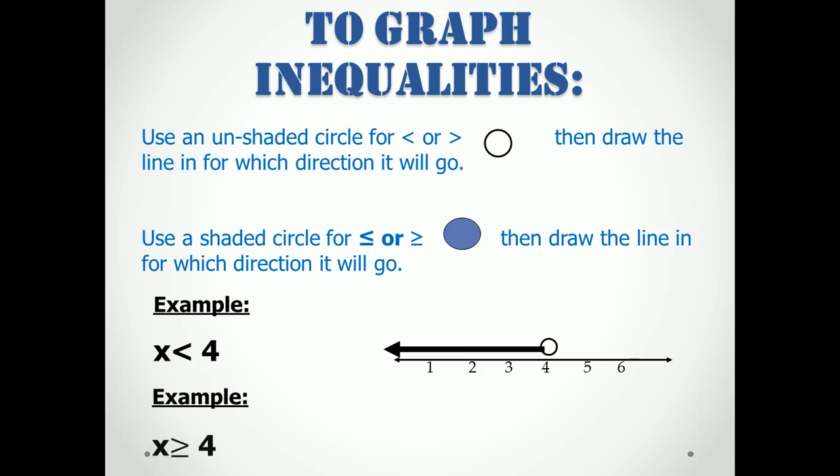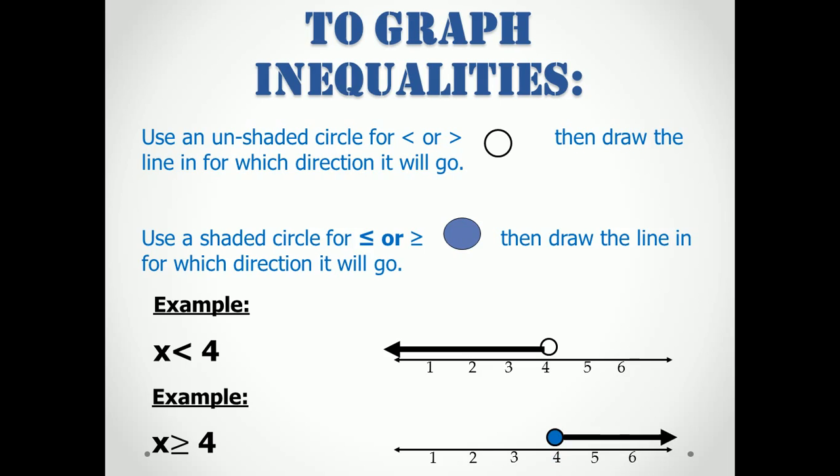Now, if it was x is greater than or equal to 4, then of course, this time it will be a shaded circle. And because it says greater than or equal to, it should be going to the right of 4. So these values will include 4, 5, 6, 7, all the way to positive infinity.